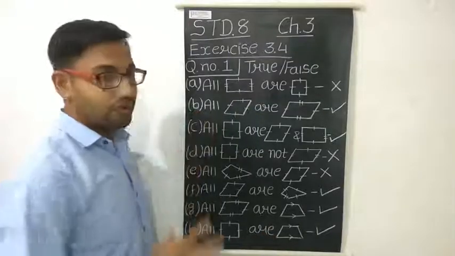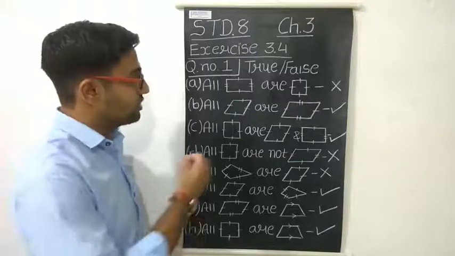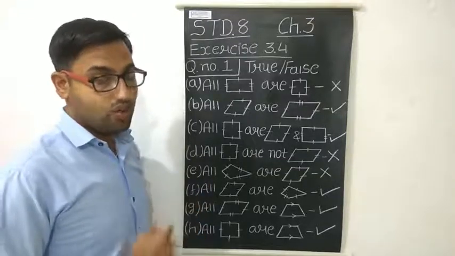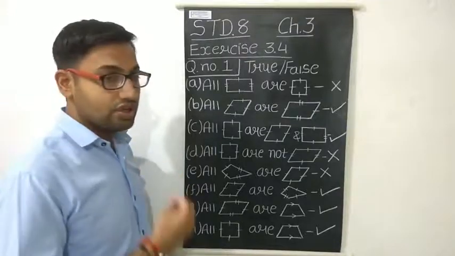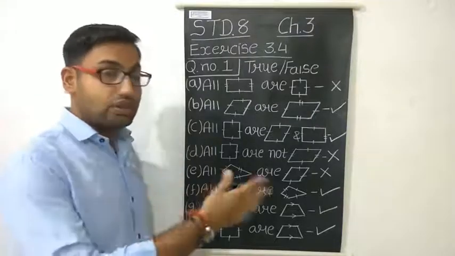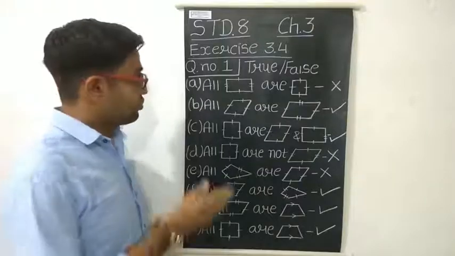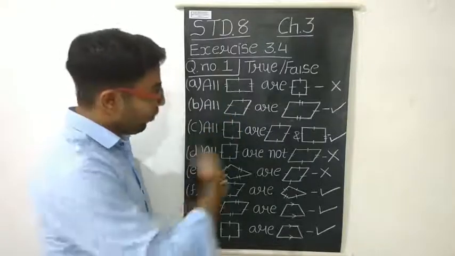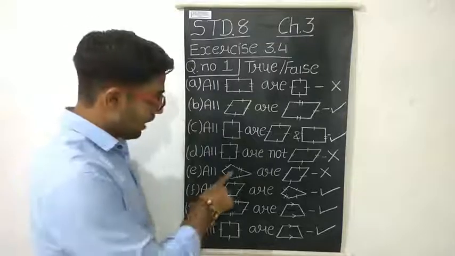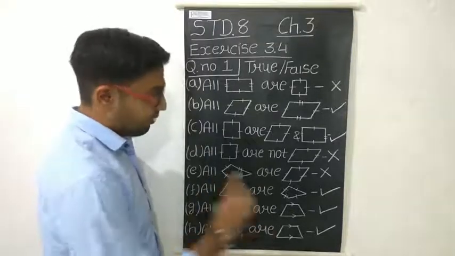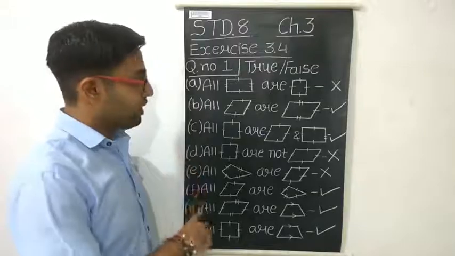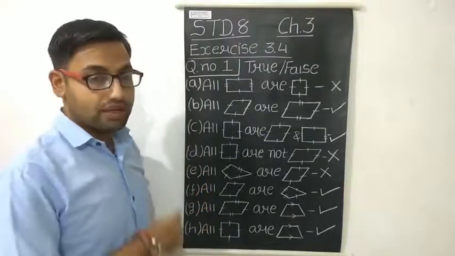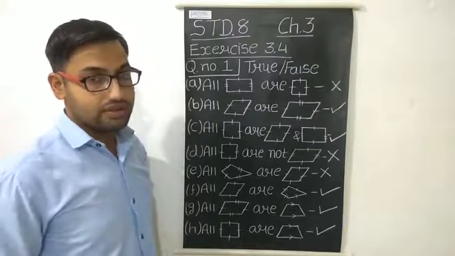Now what you can conclude from all these true false questions is that a square is a quadrilateral which satisfies all the quadrilateral conditions. So a square may be a rectangle or rhombus or parallelogram or kite or trapezium, right? So square is the only shape which can satisfy all the properties of all the quadrilaterals.